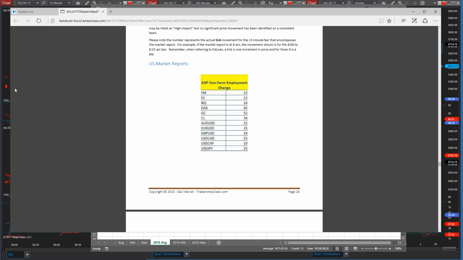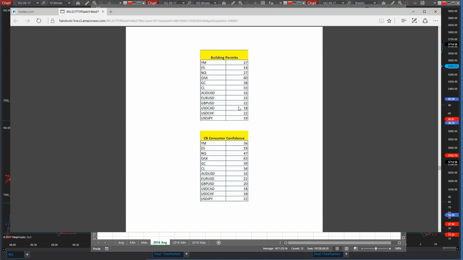All right, the ADP non-farm employment change. Okay, this isn't the biggest one, but that's going to give you about a 25 pip move. Well, that's just a typical move. If you went back and compared that to the table we just saw, that's just a typical move. Nothing great about that. So I'm not going to trade a spread off of this report because you're just getting the average move. Building permits, average move.